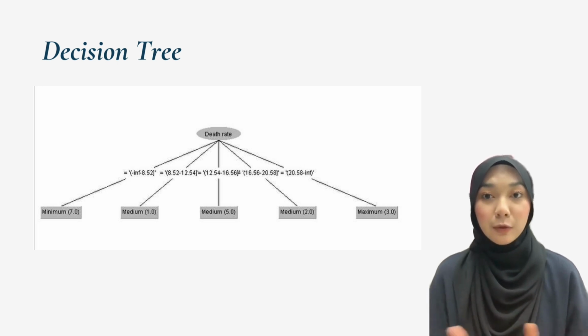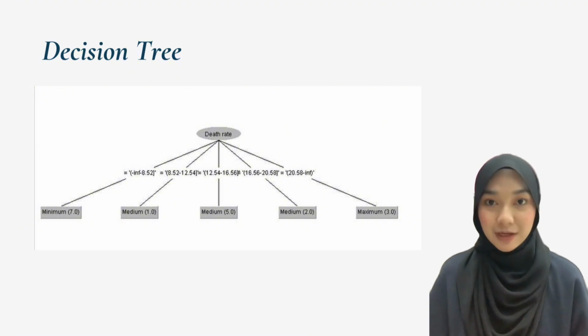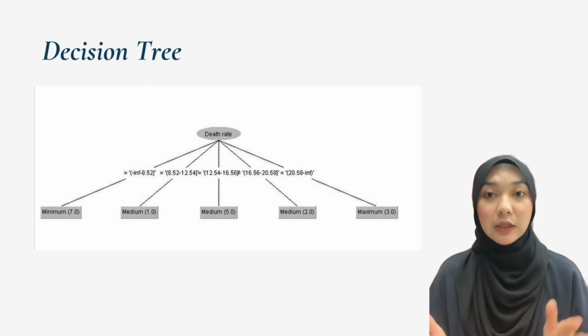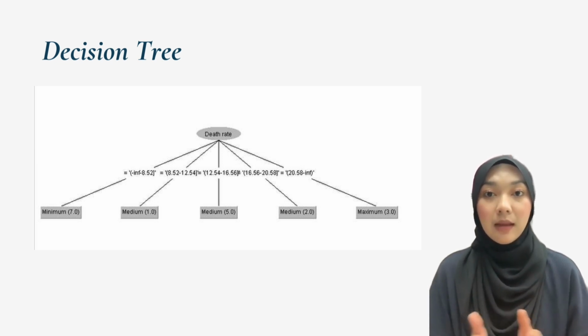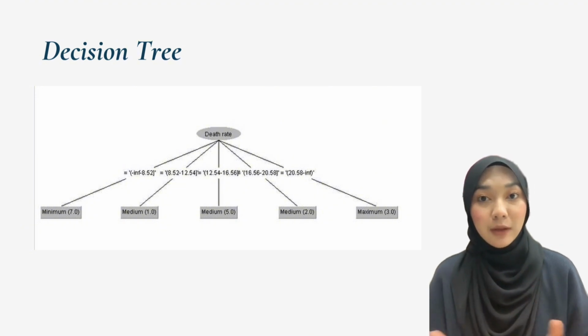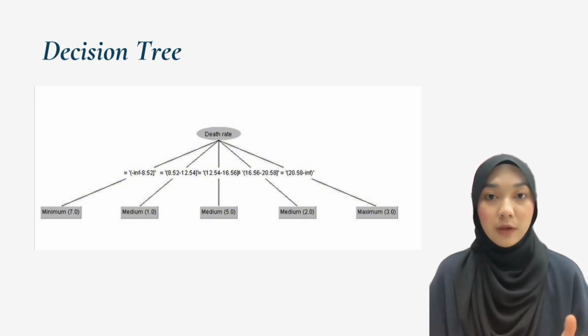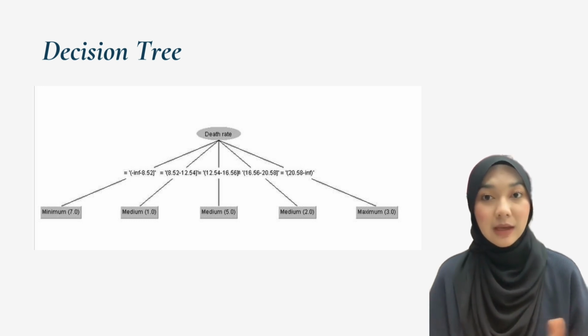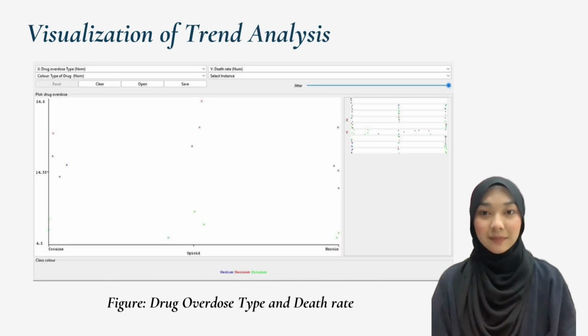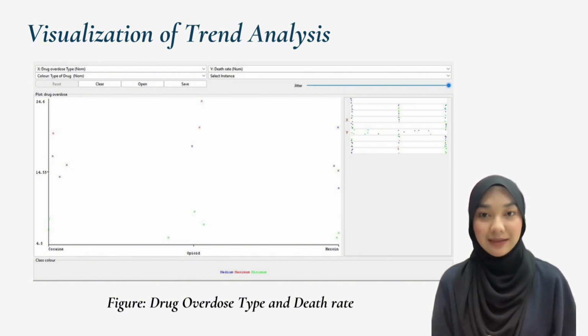The authors used the J48 classification algorithm in order to classify and visualize the decision tree. It shows that the most contributing dimension is the death rate. The death rate highlighted for the low level is 1.0, which represents medium, and the high level is 7.0, which represents minimum. Now, let's move on to the visualization for trend analysis.